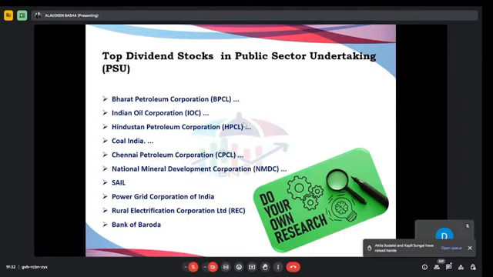And the next one is top dividend stocks in public sector undertakings. Again, I'm not recommending these stocks, and at the same time, I'm not saying to avoid these stocks. What I'm conveying to you is these 10 stocks have paid huge dividends in the past 10 to 15 years. If you want to invest in these kinds of stocks, please do your own research. After that, you can decide whether or not to invest. But as per the record, these 10 PSU stocks, that is public sector undertaking stocks, have given huge returns in the past years.